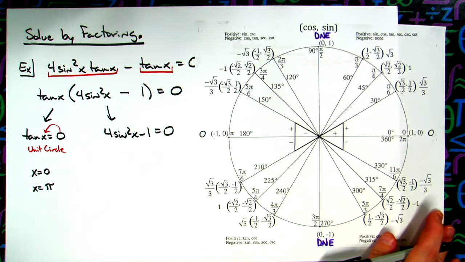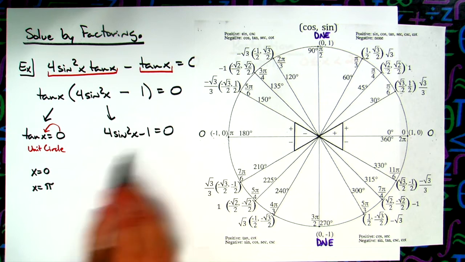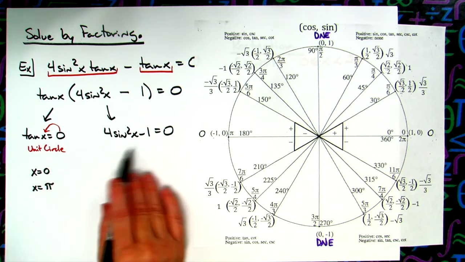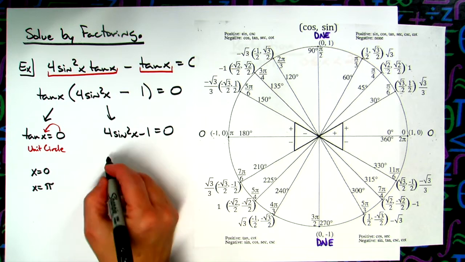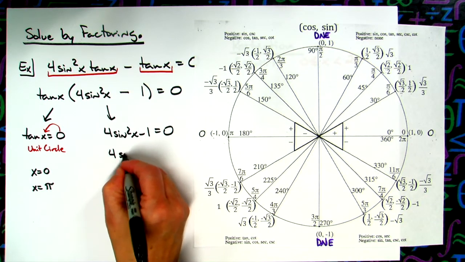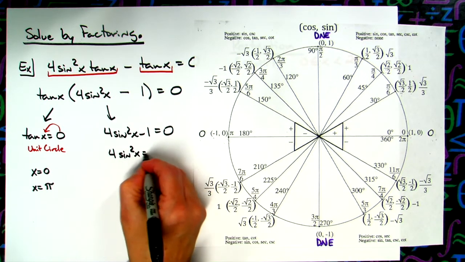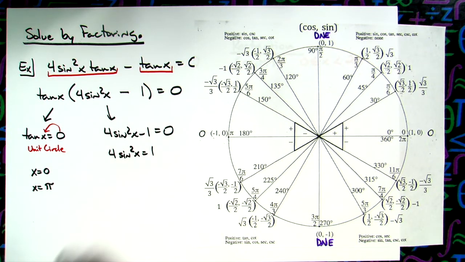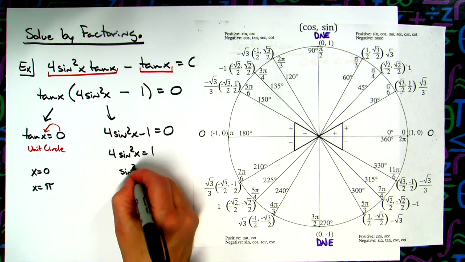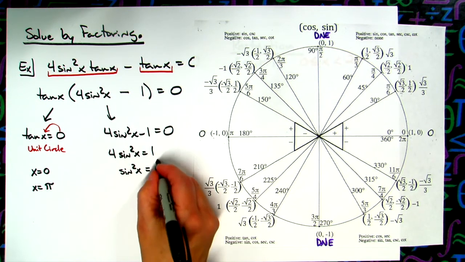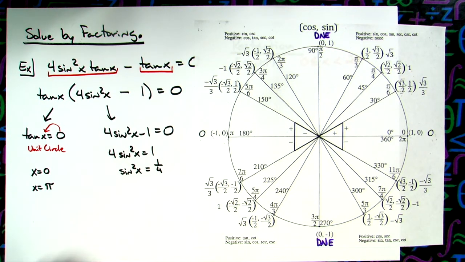Okay. All right, now, on this one, not as easy as this. I got to do some more work, right? So first thing I'm going to do is add 1 to both sides. So 4 sine squared x equals 1. All right, can I divide both sides by 4? Yes, this is like yesterday, or 2 days ago. Sine squared x equals 1/4. Okay, was this in the video?